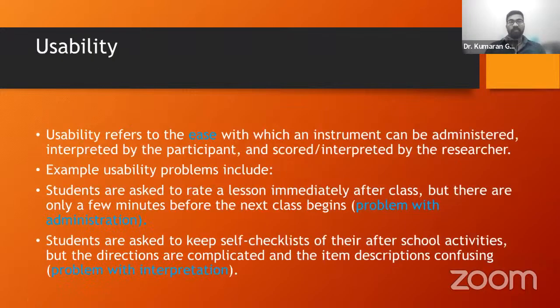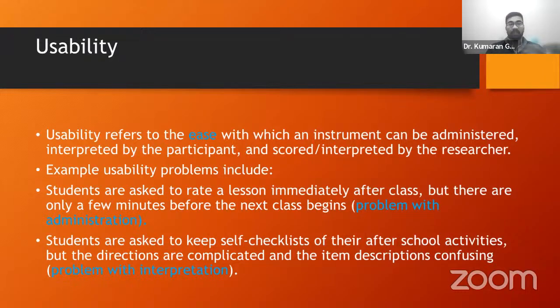Okay, we will see the usability of the instruments. Usability mainly refers to the ease with which an instrument can be administered, interpreted by the participant, and scored by the researcher. So what is usability? It means the instrument, the survey form or the questionnaire which we give to the participant, they can understand and answer it, and the questionnaire they already answered, we can interpret it. That is the usability of the instrument.